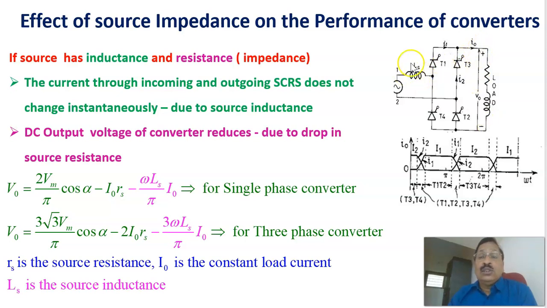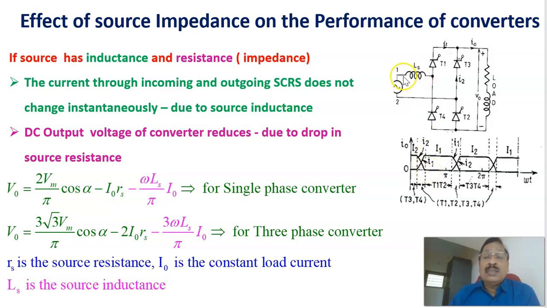So the I0 into Rs will be dropping here. Therefore, due to the source resistance, there will be a drop in voltage at the input of the converter. The effect of inductance is that there will be an overlap period during which the output voltage is 0. That angle is represented as mu.